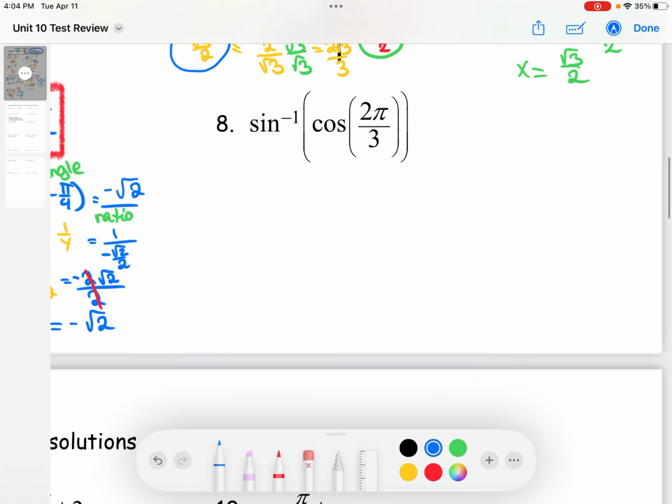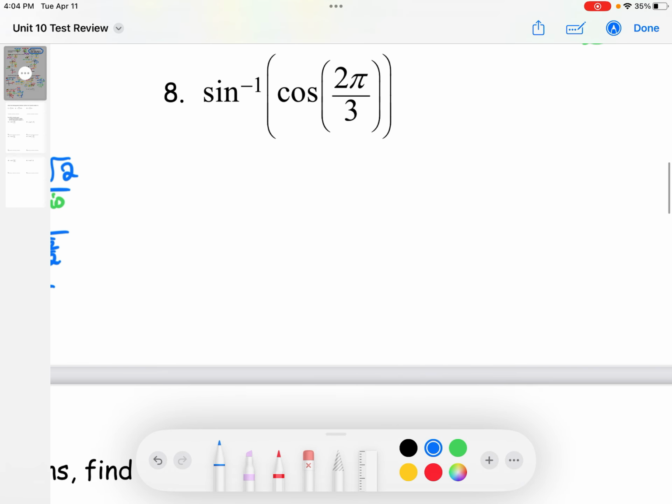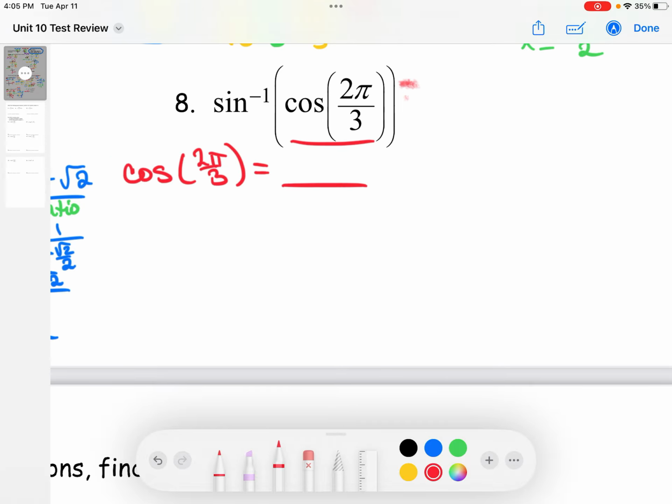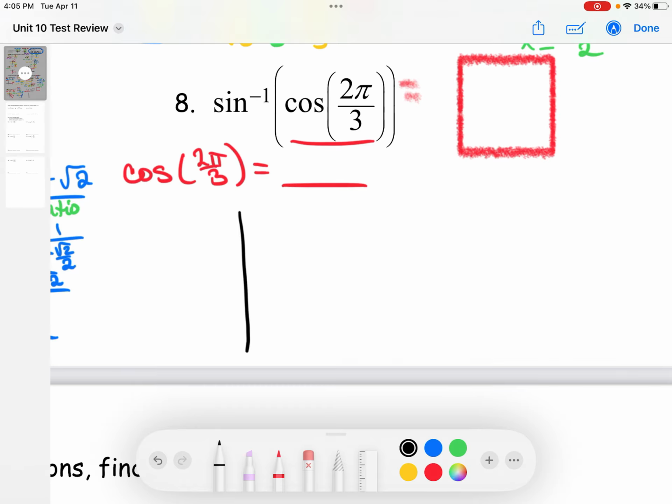Now, let's look at number 8, sine inverse of cosine of 2 pi over 3. We need cosine of 2 pi over 3. That will equal a value. 2 pi over 3, if we draw that on the axis, on the right is 0. On the left is pi, or 3 pi over 3. So the top would be 1.5 pi over 3. That makes 2 pi over 3 in quadrant 2.